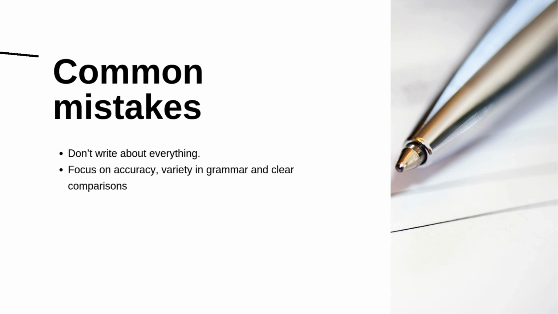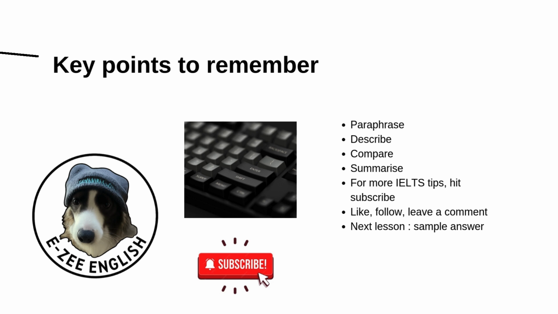Don't copy the task statement word for word. Don't list every number. Don't predict the future unless the chart includes it. Don't write about everything. Just focus on accuracy, variety in grammar, and clear comparisons. That's it. Key points to remember: paraphrase, describe, compare, summarize. With practice, line graphs become straightforward.